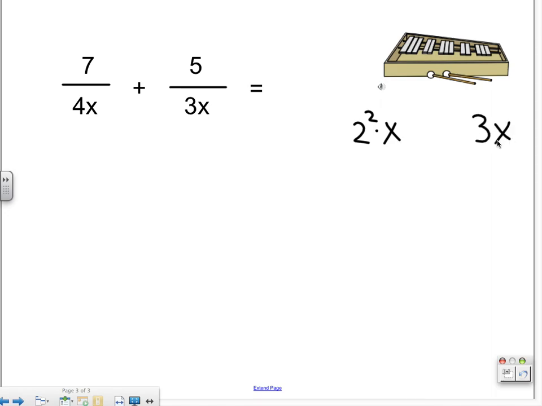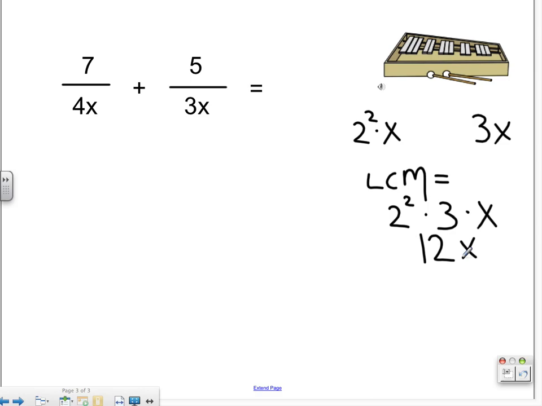So basically, I want to figure out what's the LCM of those. Well, they don't have anything in common, so I'd have to do 2 squared times 3, except they do have an x in common. Excuse me, I should have said that. They have a factor of x in common. So I can write x in the LCM. I don't need x squared, but I do need 1x. So if I multiply this all the way out, I'll get 12x as my LCM.